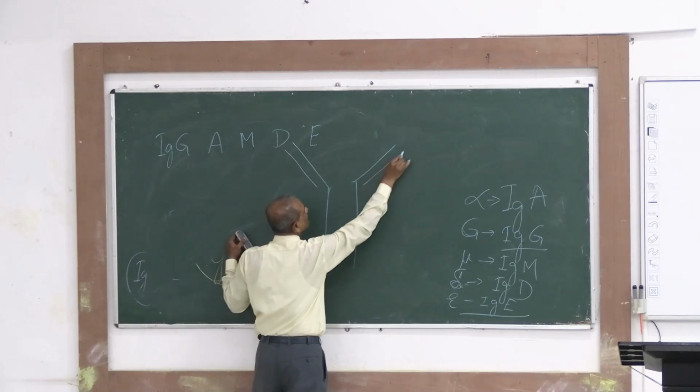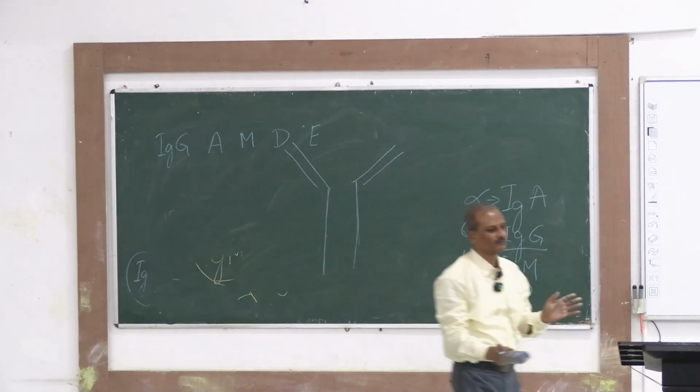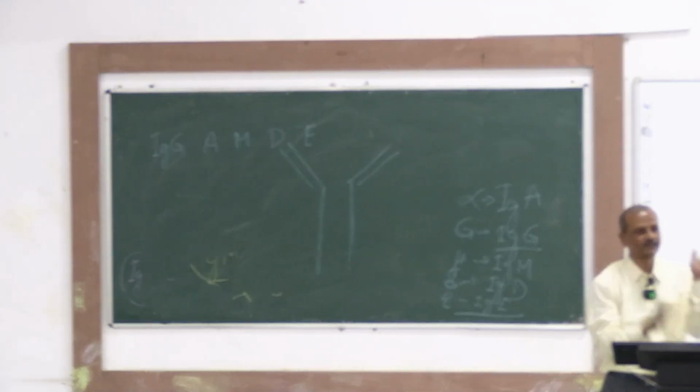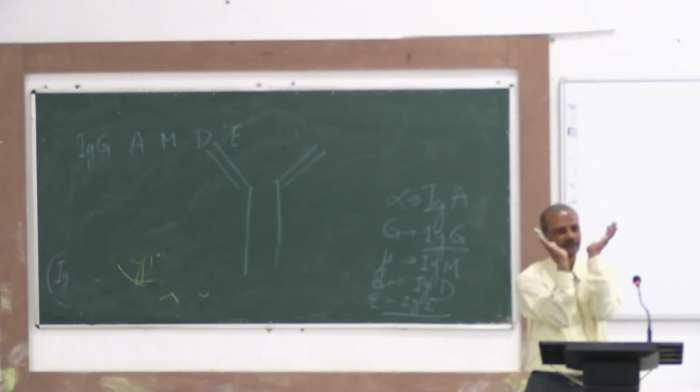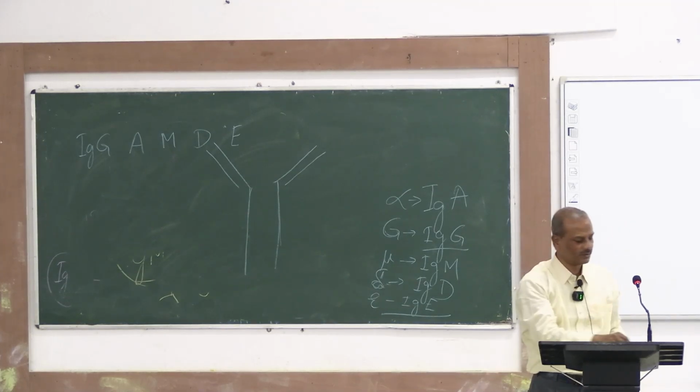In this part, if I put both my hands like this, these 2 are heavy chains, and this is a hinge region. This moves, and this is the region which binds the antibody.